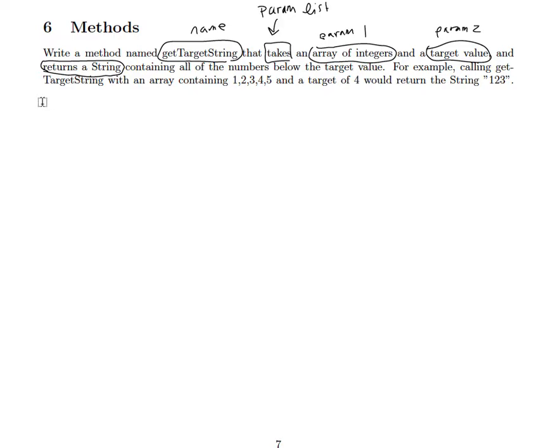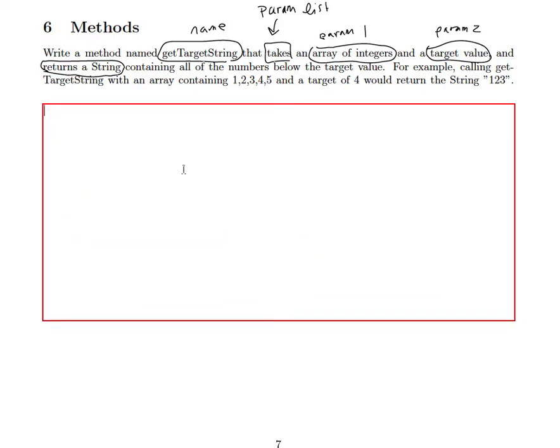Let's see how I do. I know my method is going to look, doesn't say whether this is static or not, and it doesn't matter for the purposes of the exam. If you put this static in or not, you will not get points off in either case. The return type is string because it says it returns a string. And the name is given to you, getTargetString.